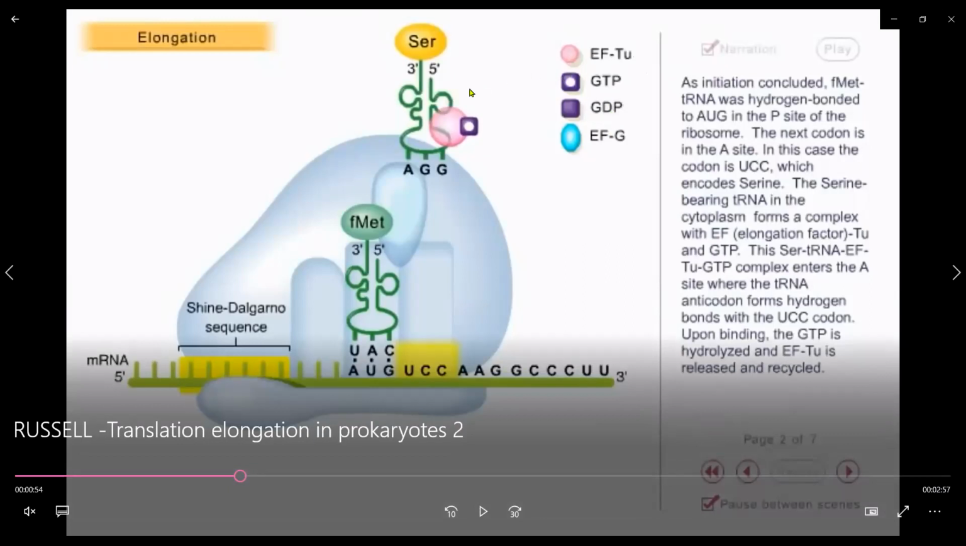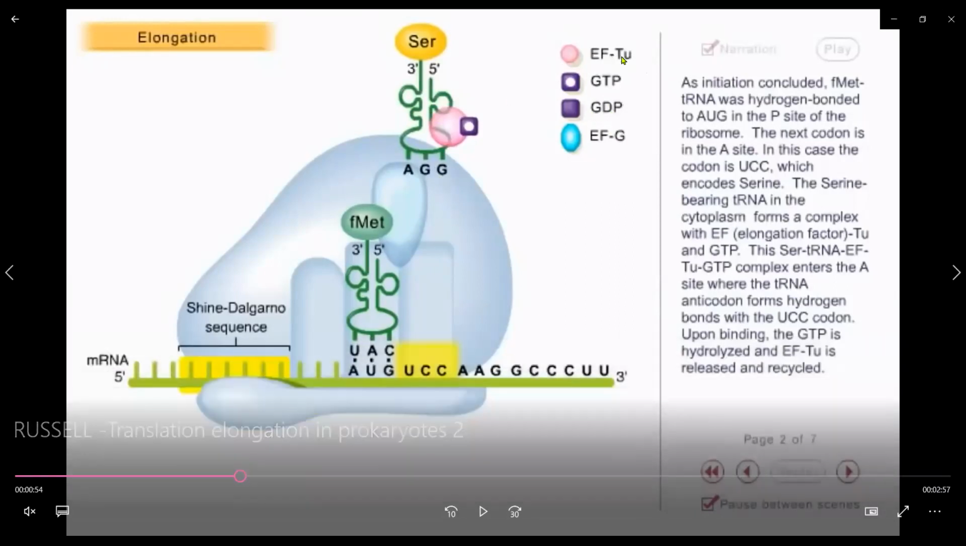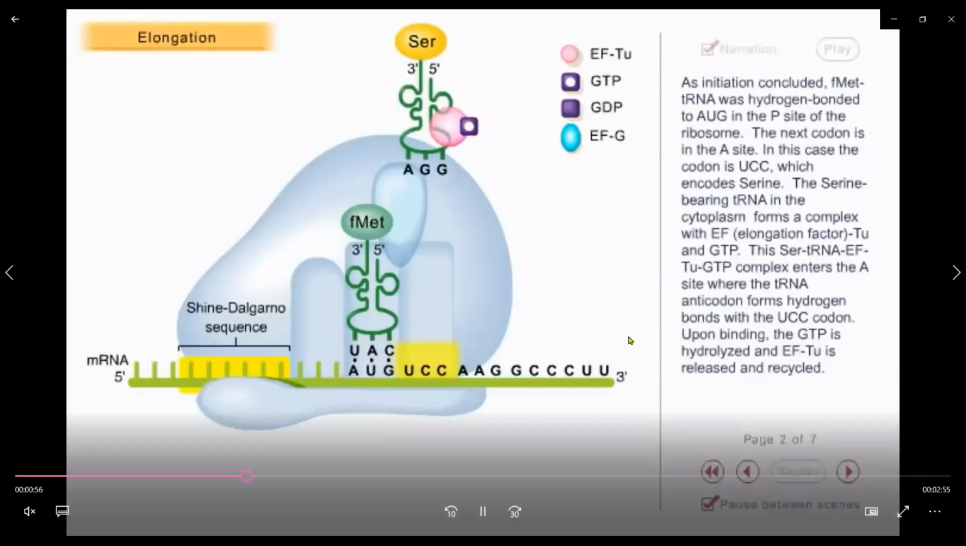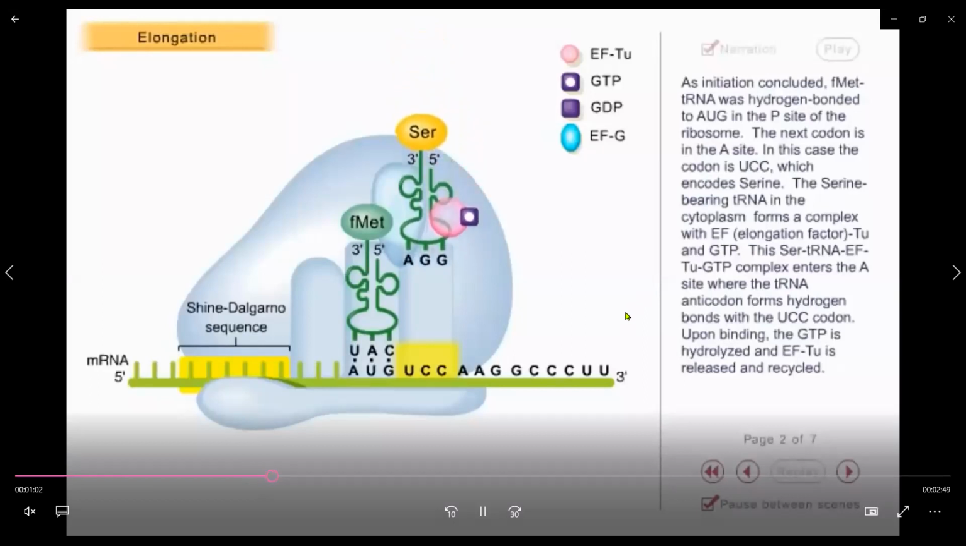What did we see? That this is a tRNA being charged with serine. This is now moving towards the A site. When it is moving towards the A site, it gets itself attached to EF-Tu and GTP. You can see this EF-Tu GTP will help it to enter into the A site. So let's see. So it's entering.